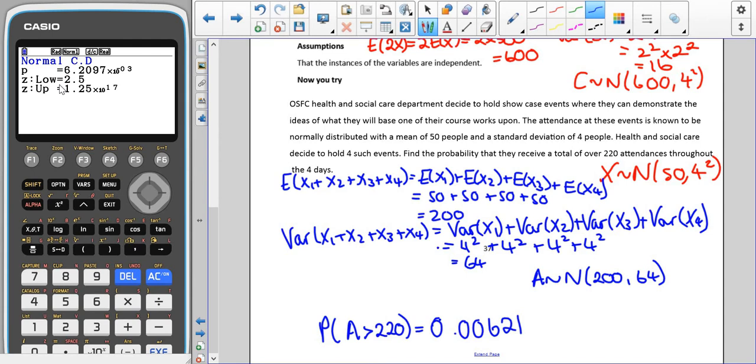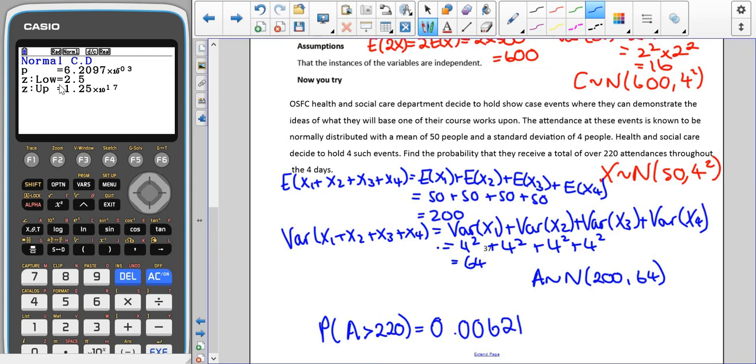So that means that if we say that X is our attendance to one of them, that's going to follow a normal distribution with a mean of 50 and a standard deviation of 4, which then means that we are going to be doing X1 plus X2 plus X3 plus X4. We have 4 separate events that are going on. So our expected value is going to be 50 plus 50 plus 50 plus 50, which gives us 200.